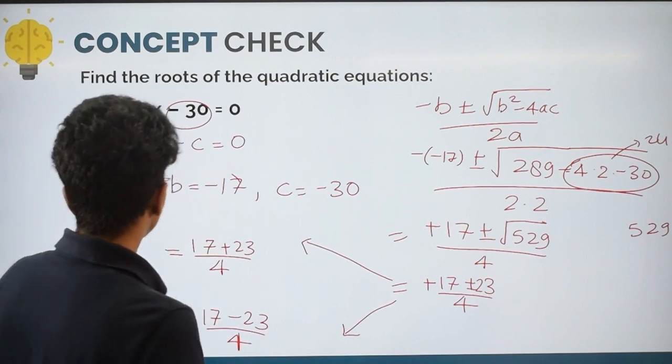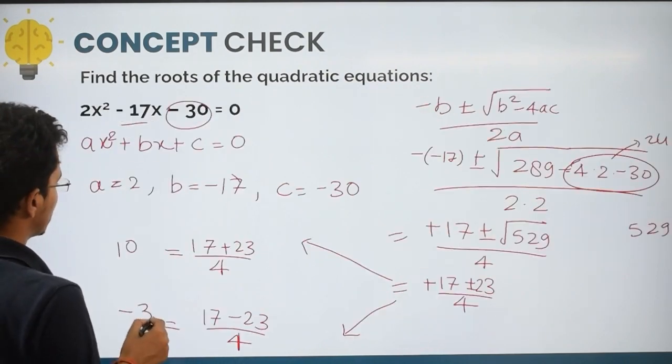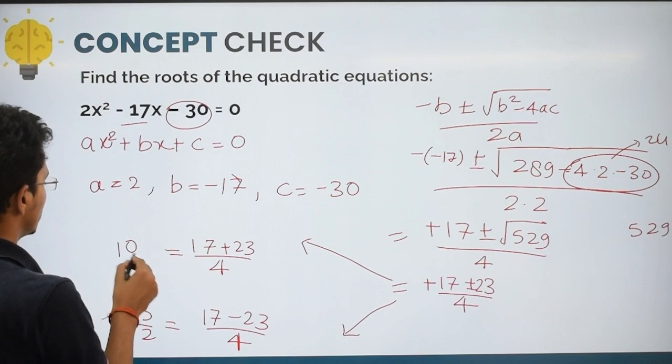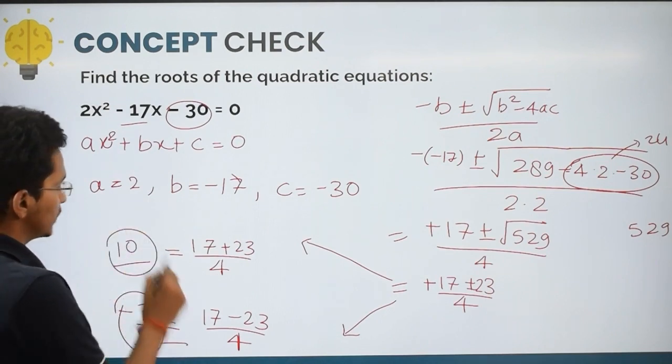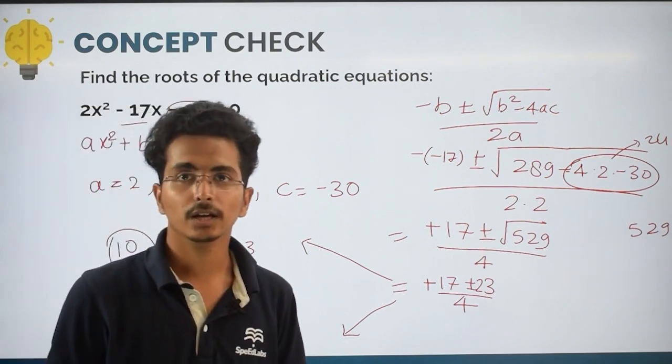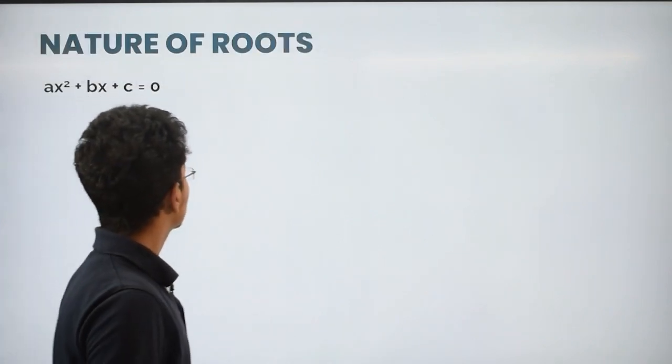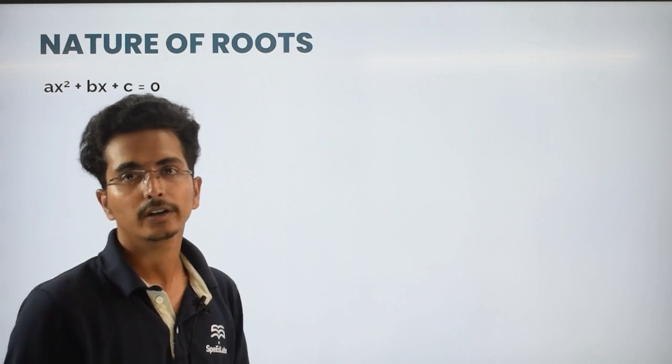If you simplify, these two are the roots for the given quadratic equation over here, right? This one and this one. These are the two roots for the given quadratic equation. Now let's discuss the nature of the roots for this quadratic equation.